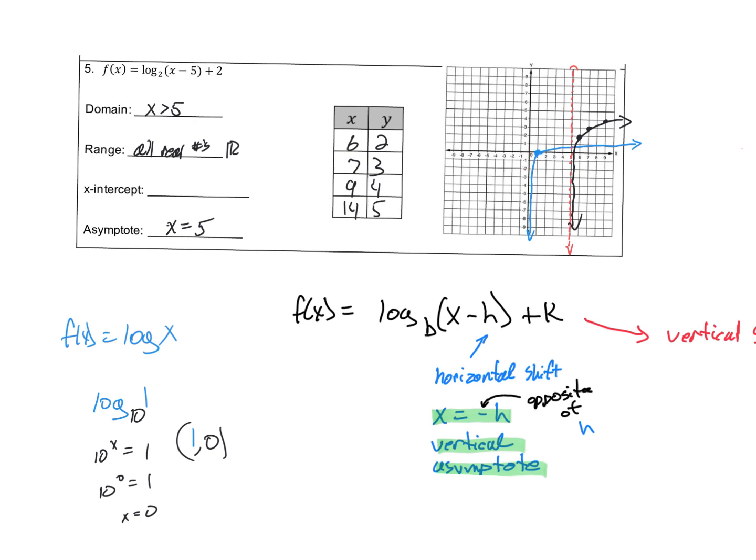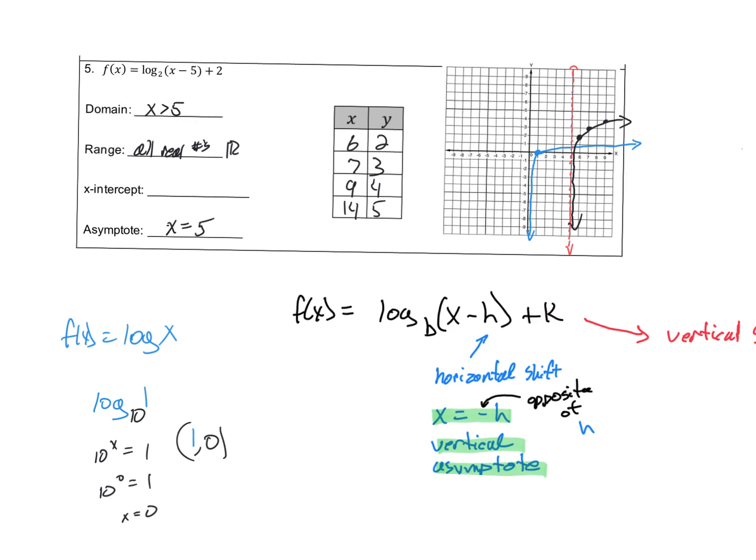That's a vertical asymptote. Now, this function is going to be a transformation of the parent function, log base b of x minus h plus k, where inside the parentheses x minus h is going to be a horizontal shift. And the horizontal shift is also going to reveal the vertical asymptote. So the opposite of that number is going to be the vertical asymptote, at x equals that number. And then, of course, the plus k is the vertical shift.